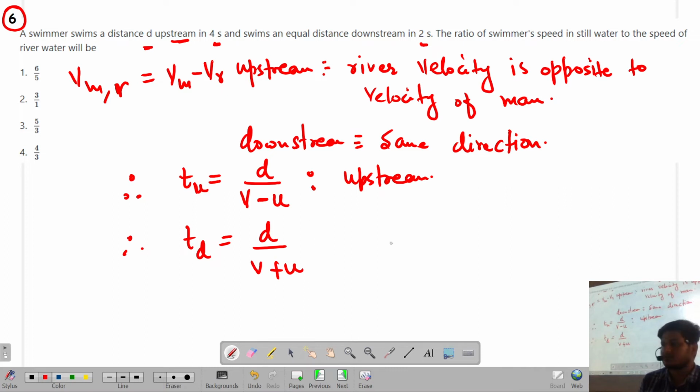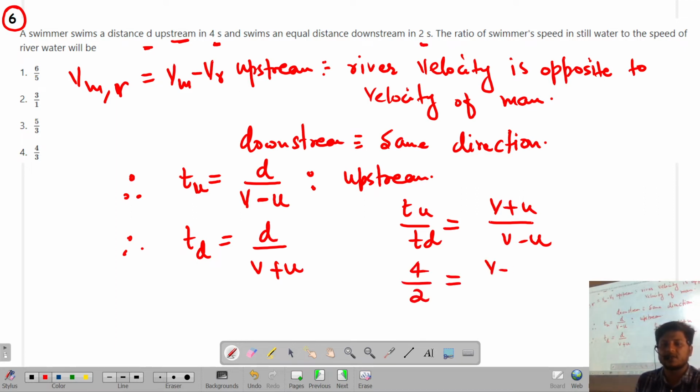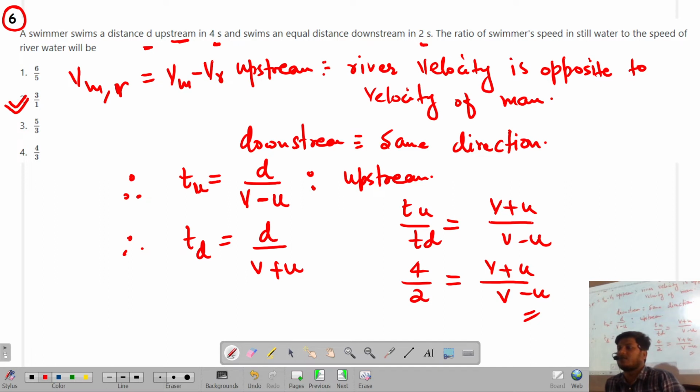Now look over here. Can I take the ratio of this or not? So T of U by T of D is going to be v plus u divided by v minus u. Time in upstream is how much? 4 seconds. Time in downstream is how much? 2 seconds. So 4 by 2 is v plus u divided by v minus u. Can you calculate the ratio from it? This will be coming as 3 by 1 or 1 by 3. Got it or not? Are you able to get me or not? In upstream, will the velocity be subtracted or added?